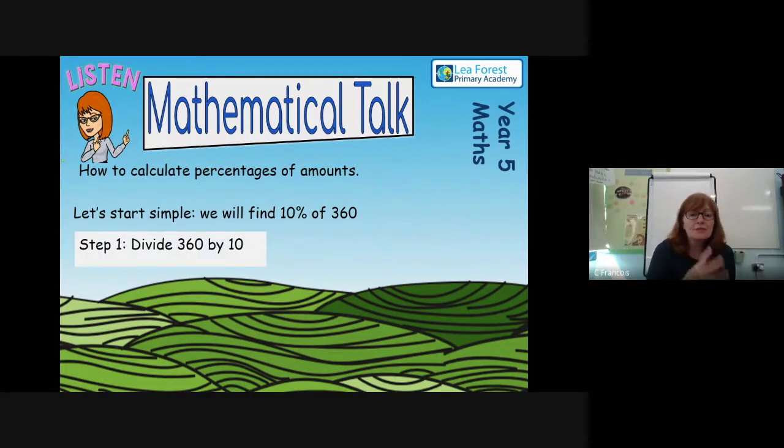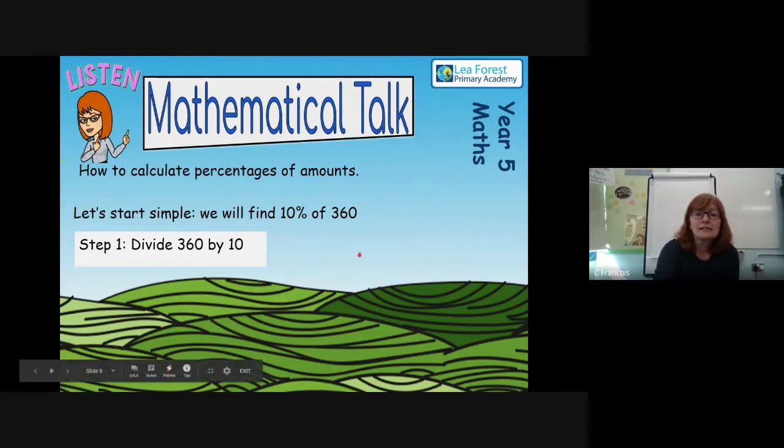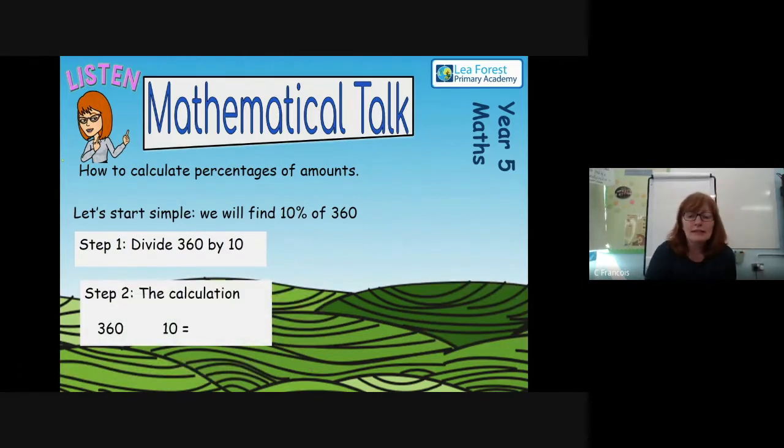Step 1, we have got to divide 360 by 10. In order to find 10%, we need to divide 360 by 10. Step 2, the calculation. We'll write the calculation down so we know what it looks like. So that is how the calculation would be written down.